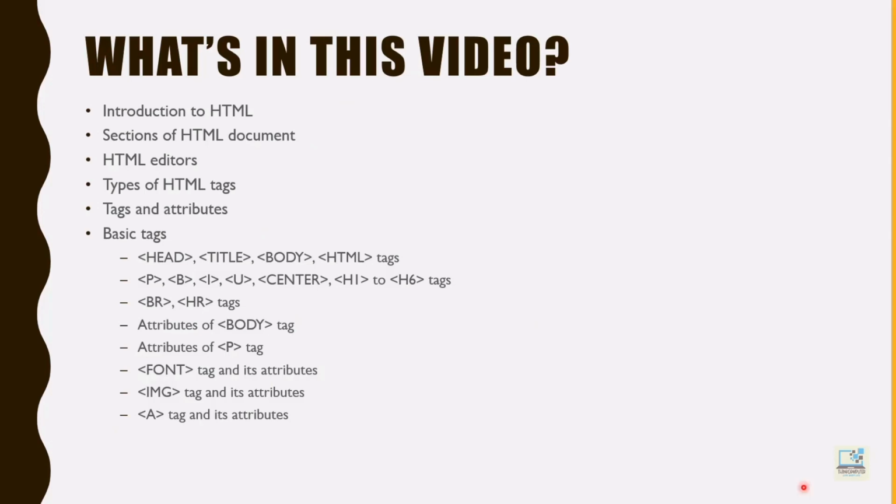In this video: Introduction to HTML, sections of HTML document, HTML editors, types of HTML tags, tags and attributes, basic tags under which head tag, title tag, body tag, HTML tag, paragraph tag, bold, italics and underline tag, center tag, heading tags from H1 to H6, BR, HR tags, attributes of body tag, attributes of P tag, font tag and its attributes, image tag and its attributes, anchor tag and its attributes.